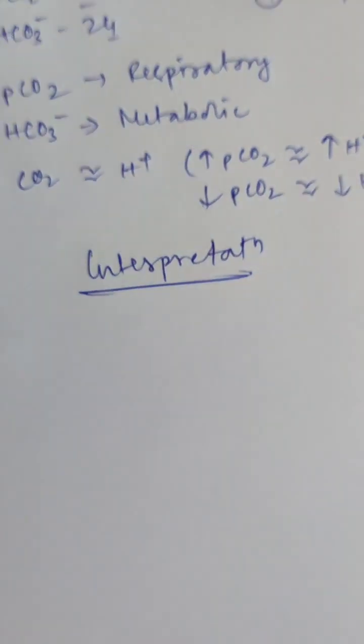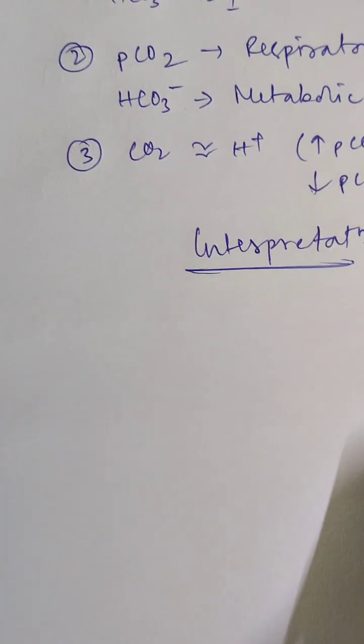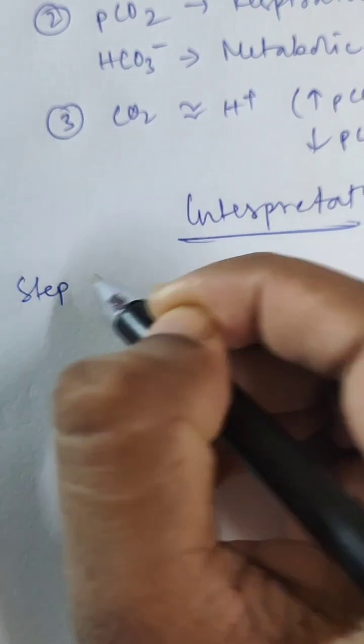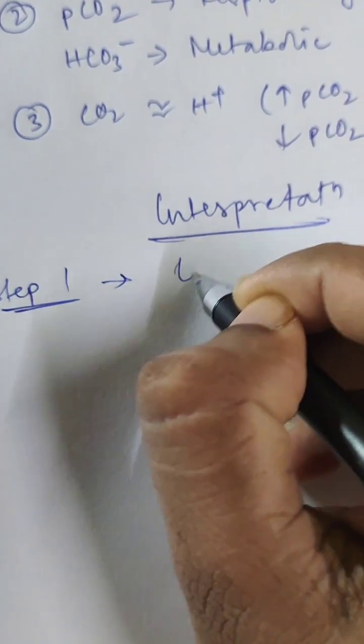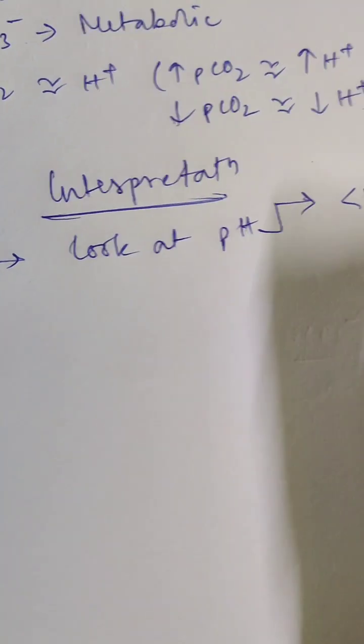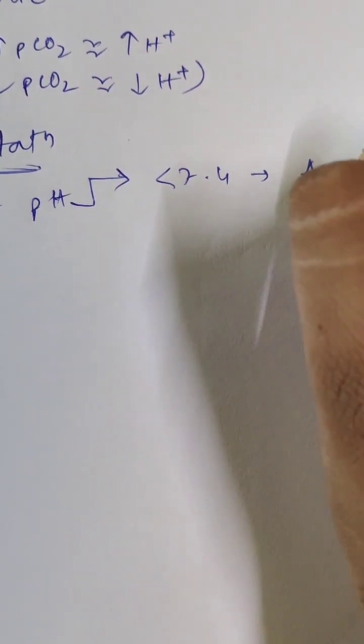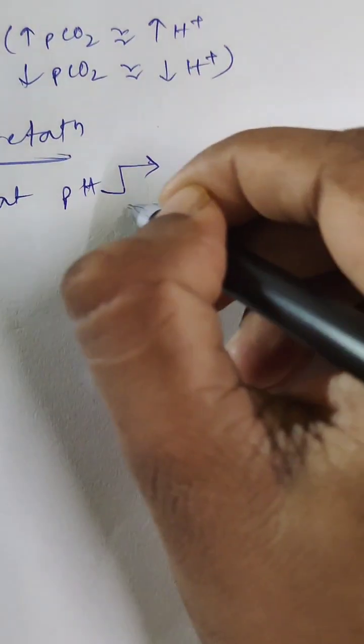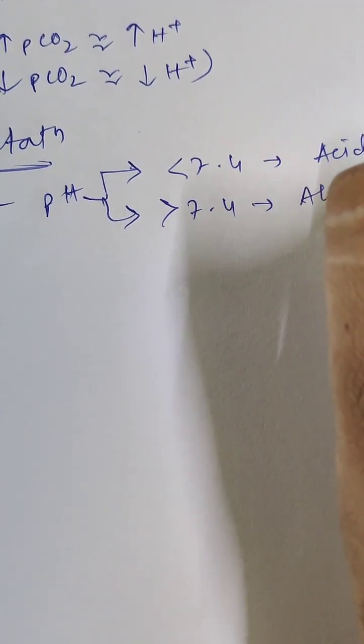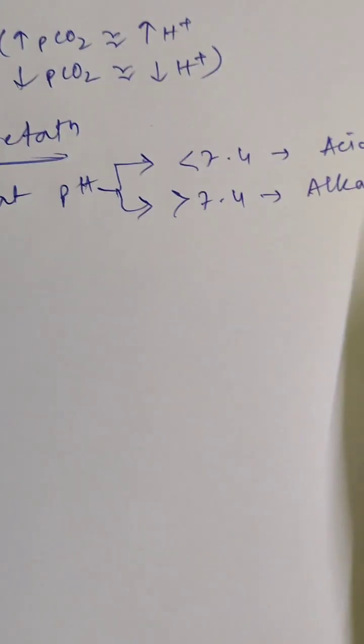During interpretation of an ABG, the very first step will be to look at pH. Step 1 will be look at pH. If the pH is less than 7.4, it will be called acidosis, and if the pH is more than 7.4, it will be called alkalosis. This is very simple chemistry from our childhood, we all know that.